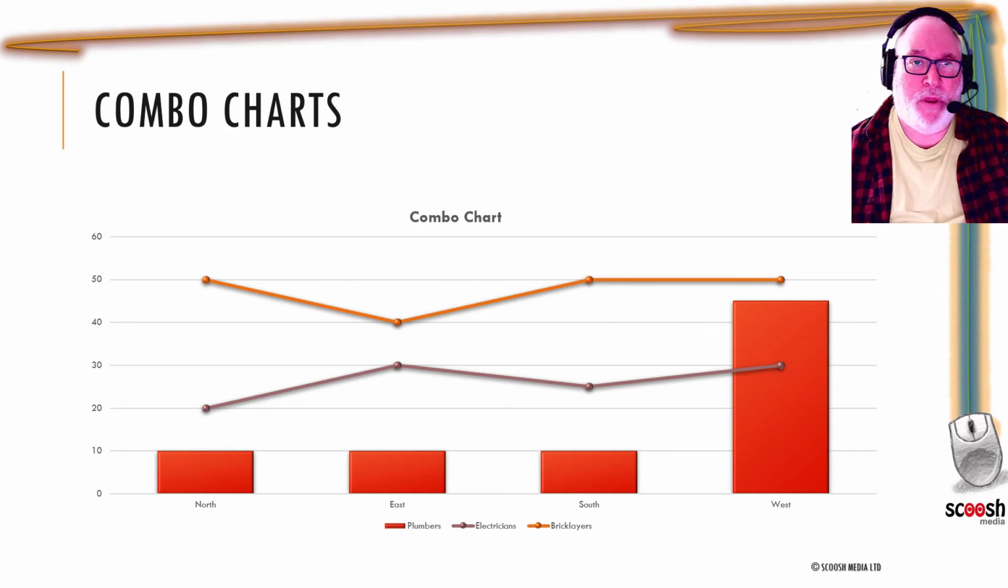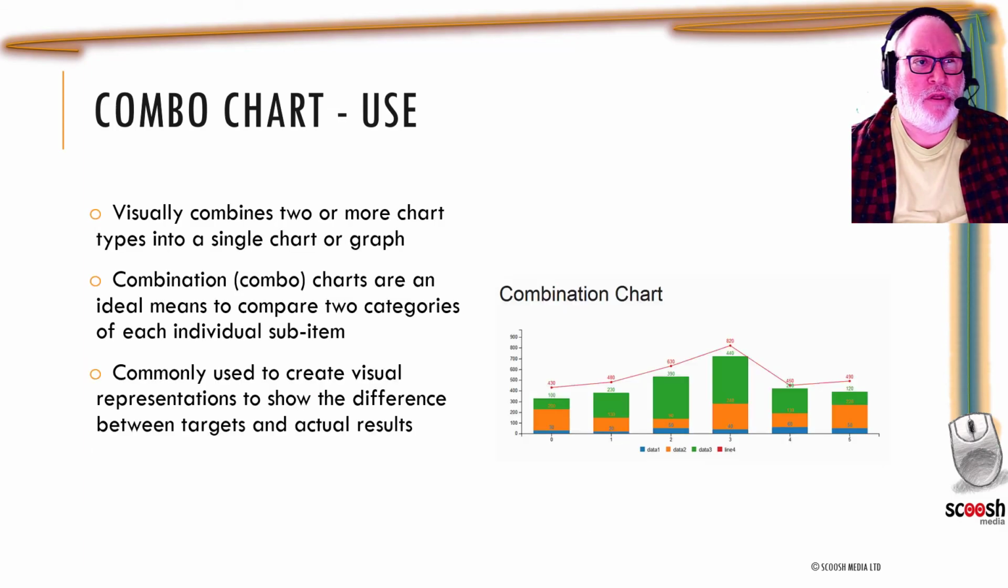Combo chart. Combo charts can be a combination of any charts. Quite often you find that a combination is very good for column charts mixed in with line charts so that you can actually see if there's any correlation. We'll look at some other reasons here. As I said there, it visually combines two or more charts together into a single chart or graph. It's ideal for comparing two categories with sub-items.